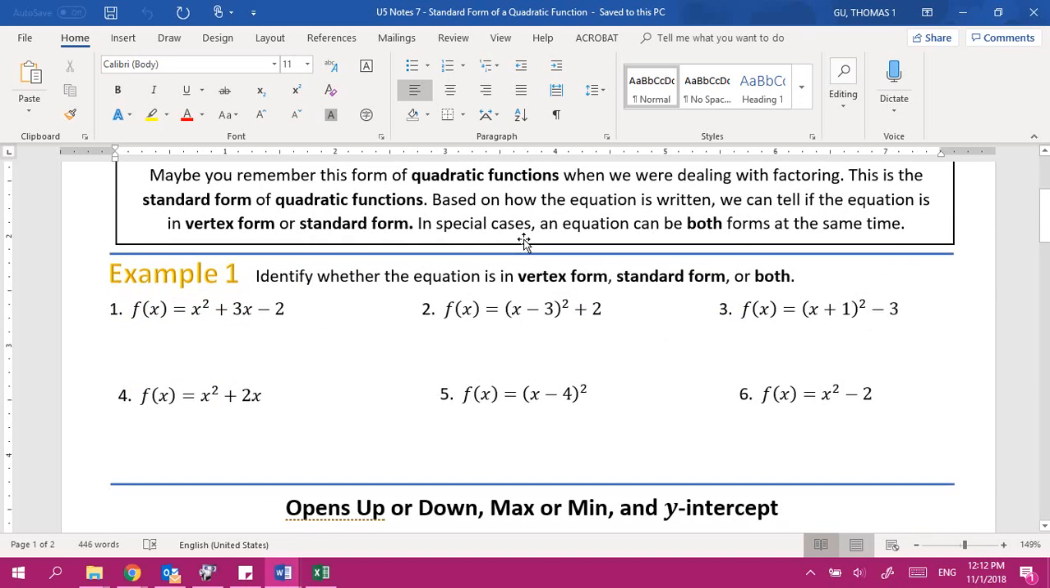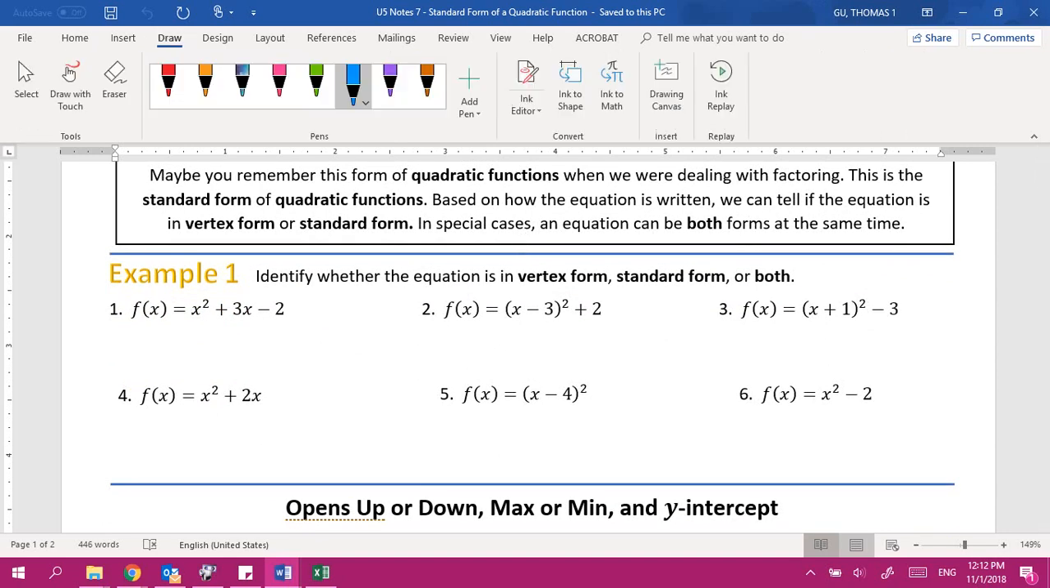All right, so look at example 1. All we're going to do for example 1 is we're going to identify whether the equation is in vertex form, standard form, or there's very special situations where it fits both forms. So take a look at number 1 right here. f of x equals x squared plus 3x minus 2. Do you think that's in standard form or vertex form? Standard, that's right. It is in standard form.